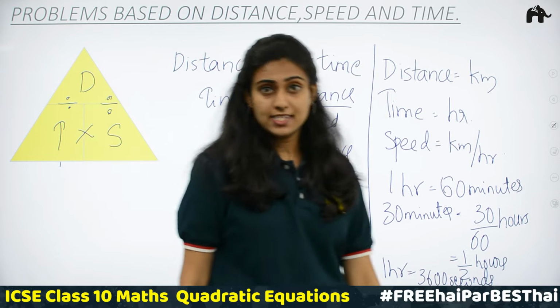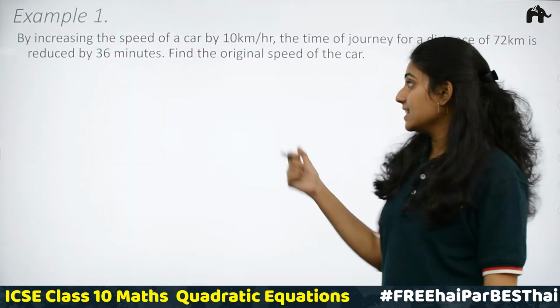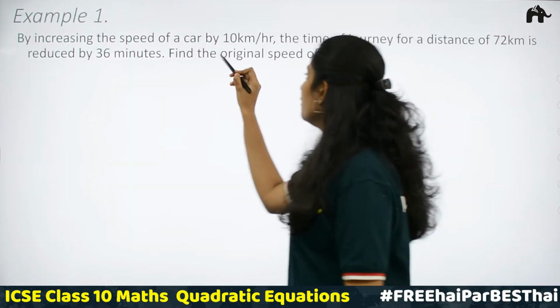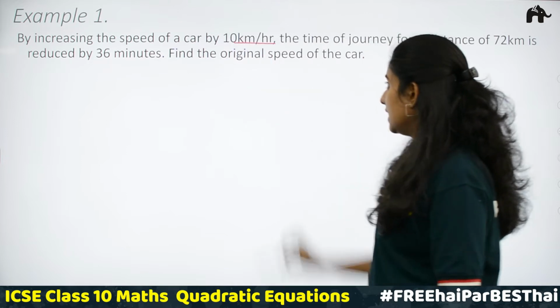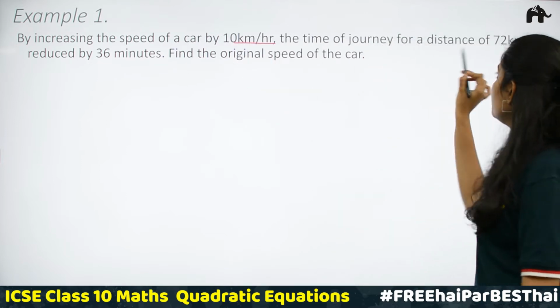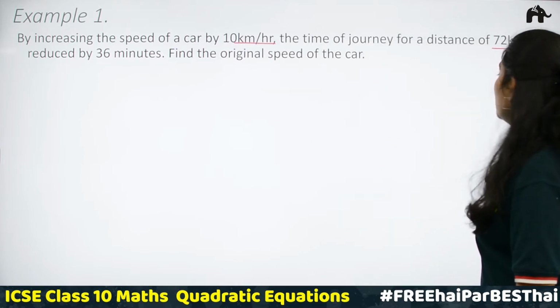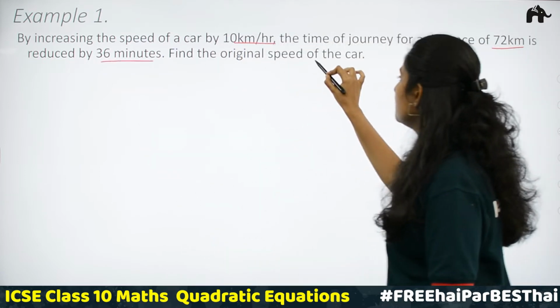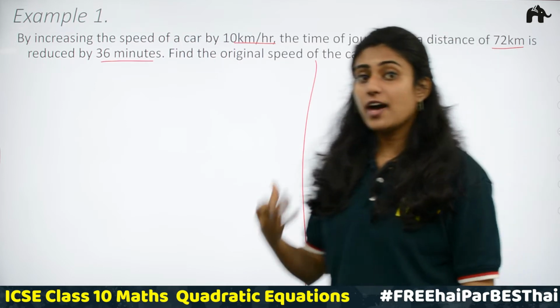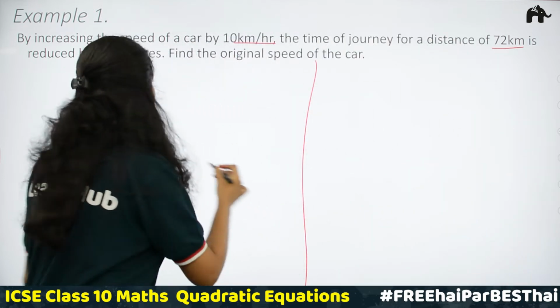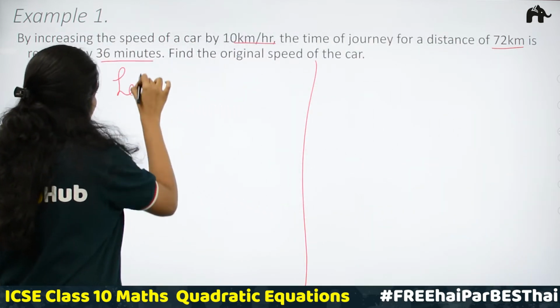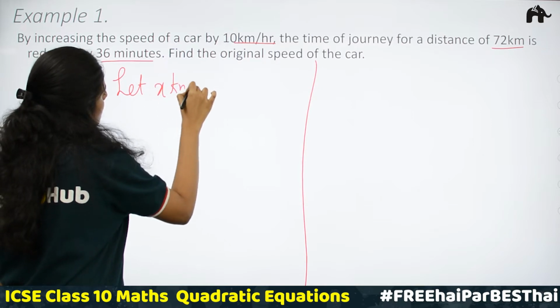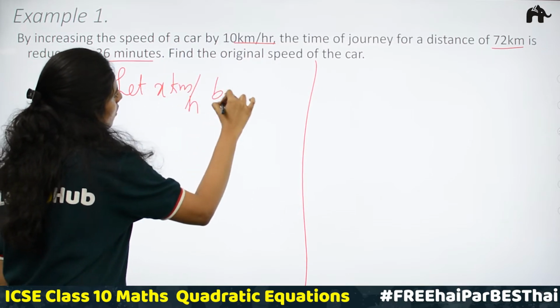Let's take an example now. Let us solve this example. By increasing the speed of a car by 10 km per hour, the time of journey for a distance of 72 km is reduced by 36 minutes. Find the original speed of the car. We have to find the original speed of the car. Let us take the original speed as x. Let x kilometer per hour be the original speed.